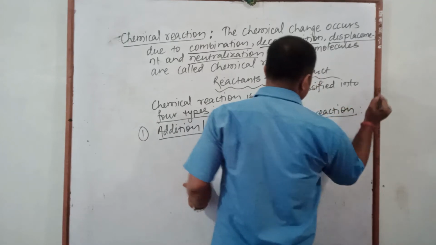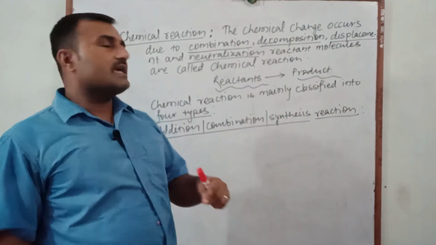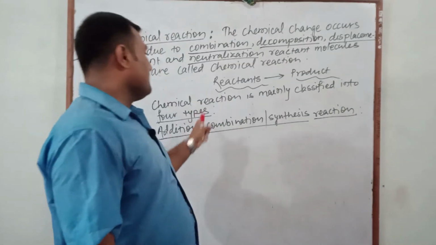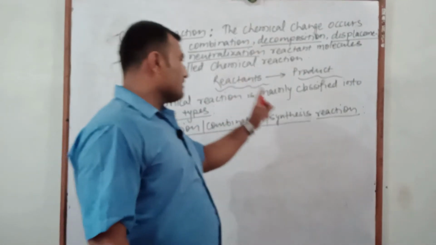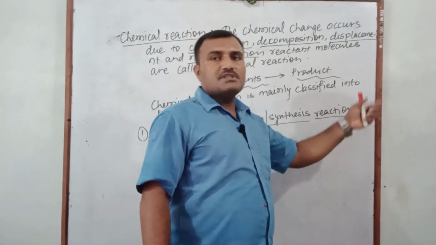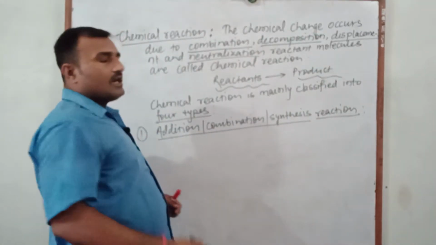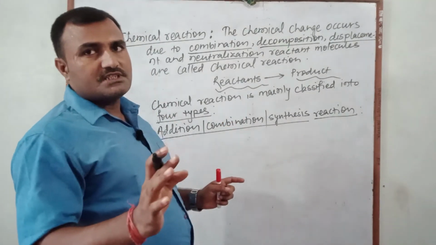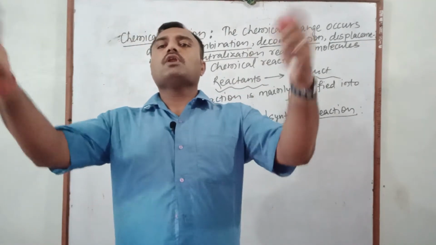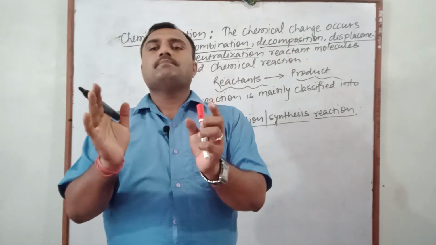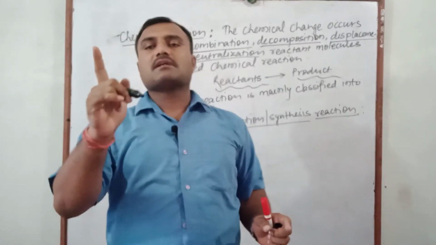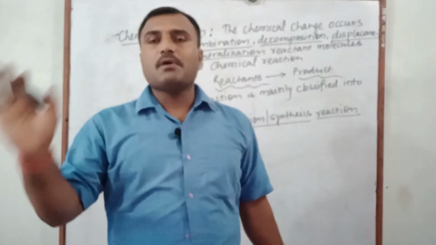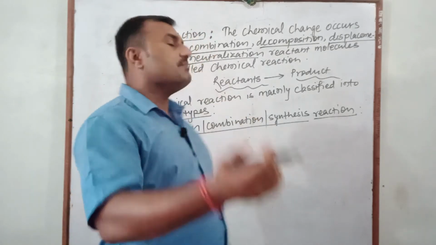And how do we know whether a chemical reaction is addition, combination, or synthesis, and how do we define that? A chemical reaction in which two or more reactants combine and give a single product is called a combination reaction.